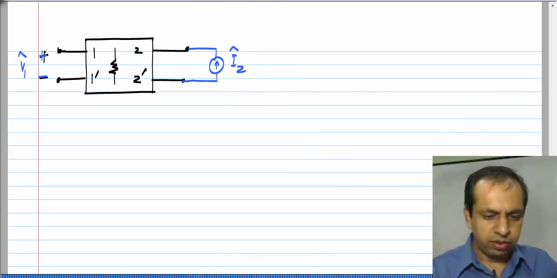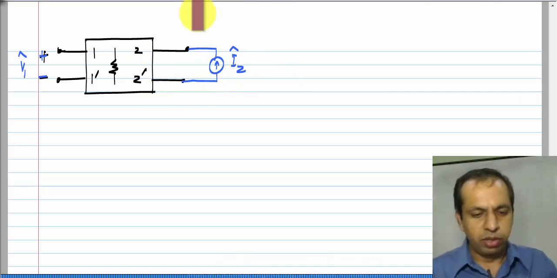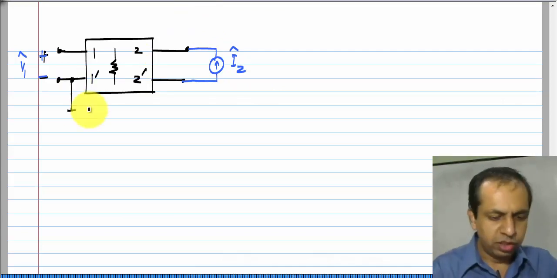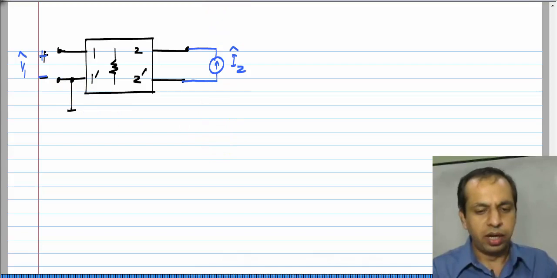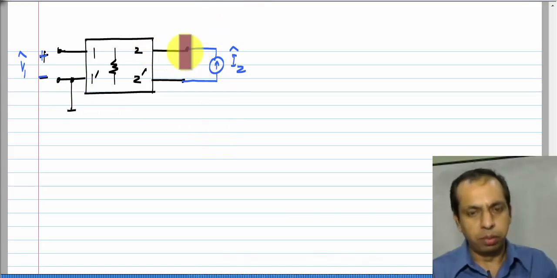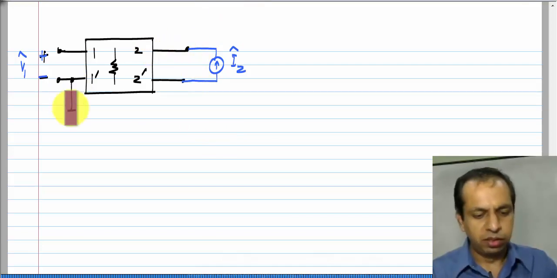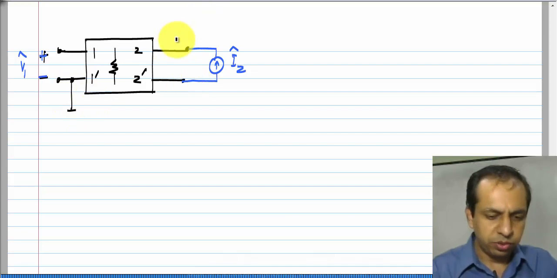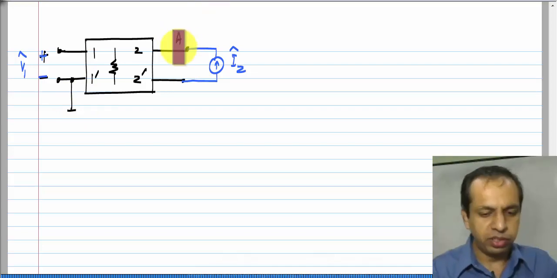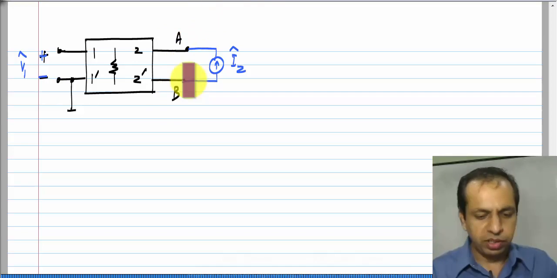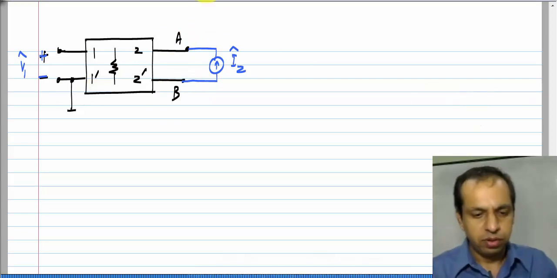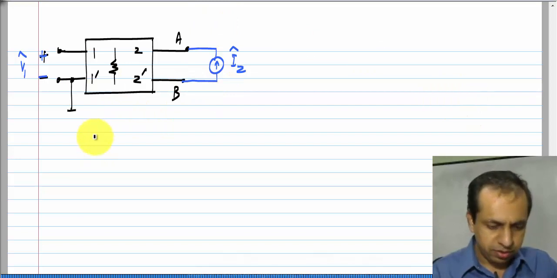What I will do is the following. Okay. My calculations were with this point as the reference node, and I had defined two other ports, port A and port B, with this node being the reference node. This was port A, it was between this terminal and reference node, and this was port B, which is between this terminal and the reference node. So, what I will do is the following.